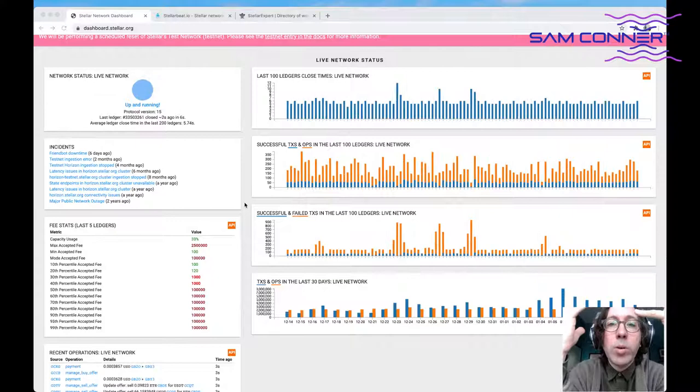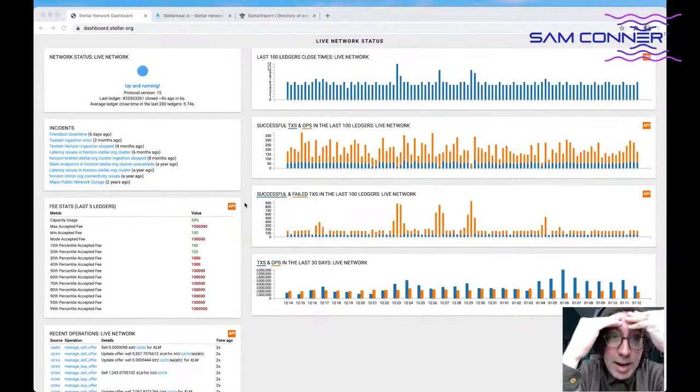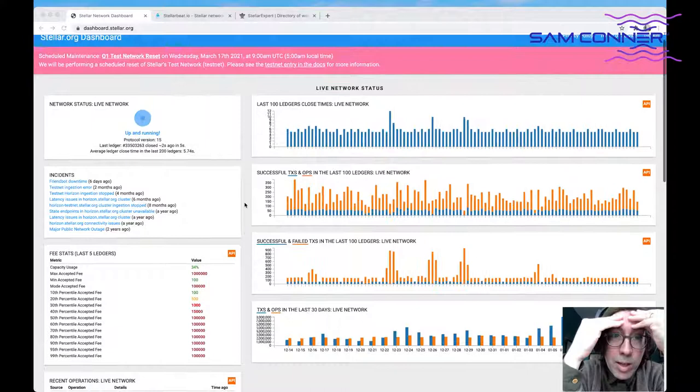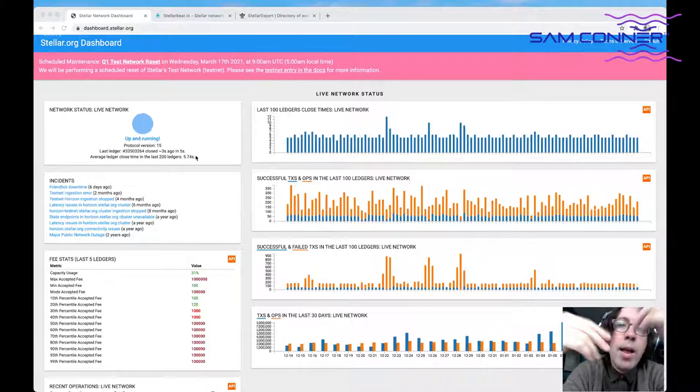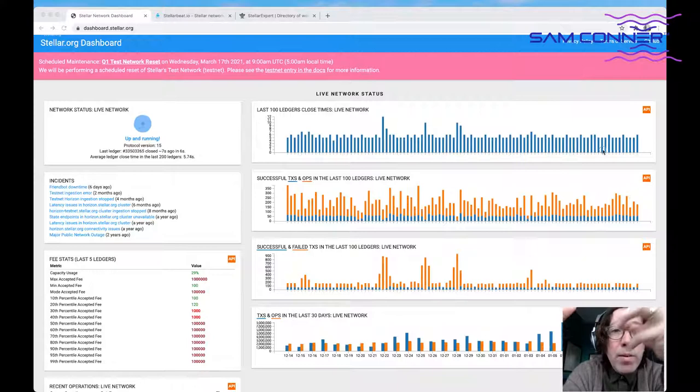So it has some real use though. That little pulsing beat up there shows you that the live network is up and running, and it shows you that you can watch as new ledgers close. Like I was saying, every 5 seconds or so, all the validators vote on a transaction set and apply it to the ledger. And you can see how long it's taking, and you can see the ledgers increment up as each round of consensus closes.